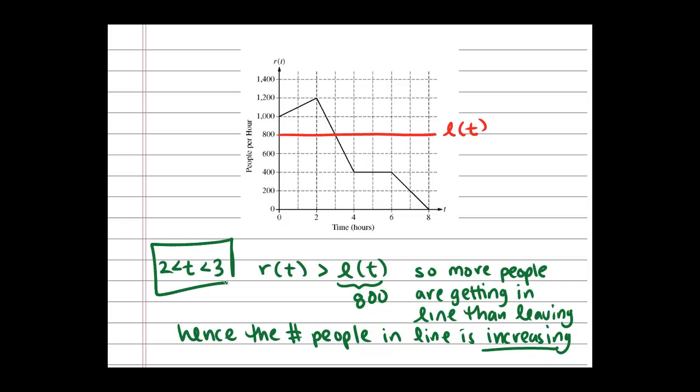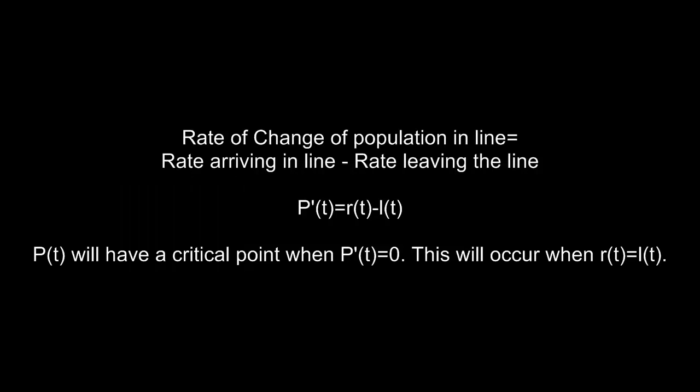So let's once again take a step back here and examine the situation overall. The rate of change of population in line is equal to the rate of people arriving in line minus the rate of people leaving the line. So therefore, P prime of t, the change in population, equals r of t minus L of t, the rate arriving in line minus the rate at which they're leaving the line. So P of t, the population in line, will have a critical point when P prime of t is equal to 0. In other words, when R of t is equal to L of t.